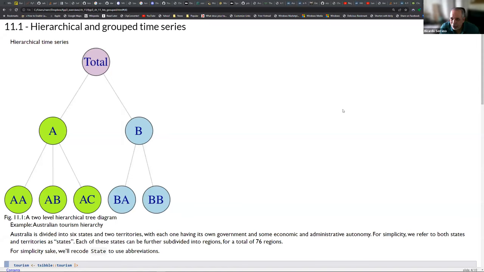All right, so welcome back to the time series forecasting series. We're already in chapter 11 of the textbook, Forecasting: Principles and Practice by Rob Hyndman, and we started discussing hierarchical and grouped time series. One of the things we have to realize is that usually in big organizations, we have this kind of structure, right?